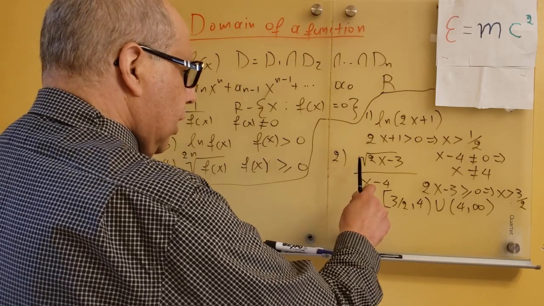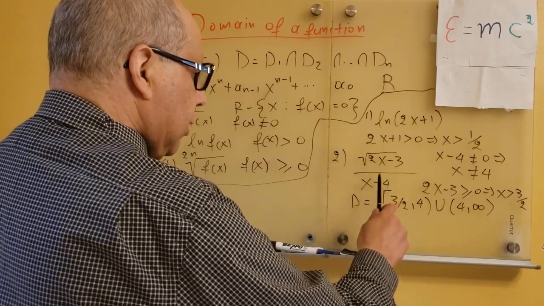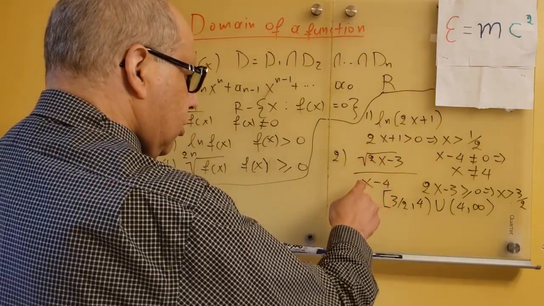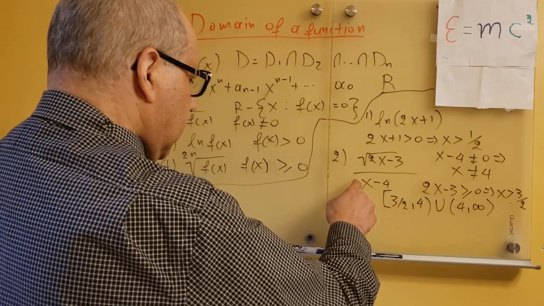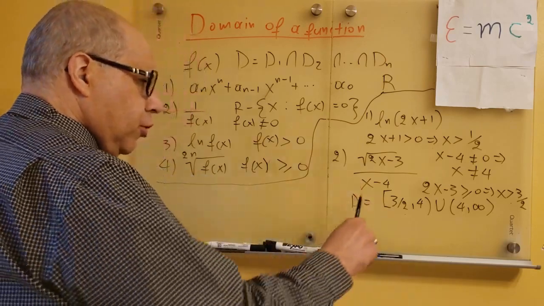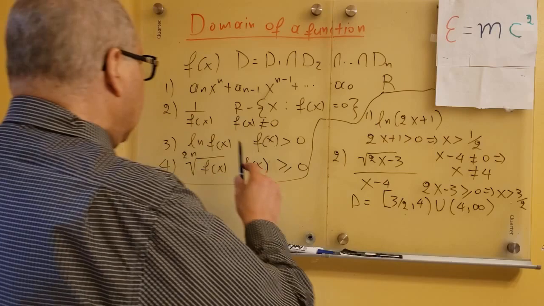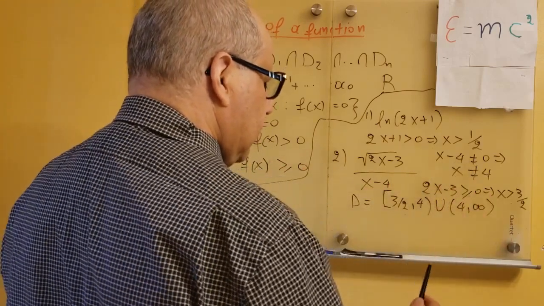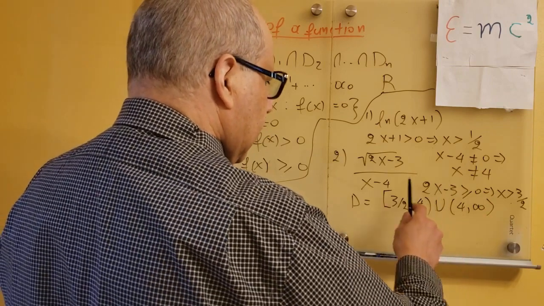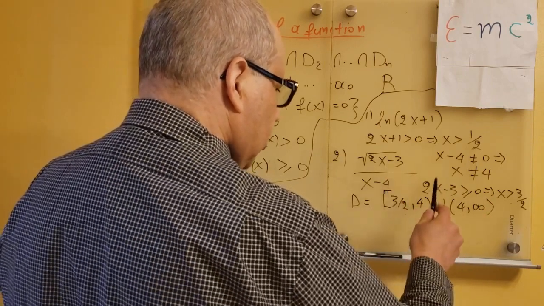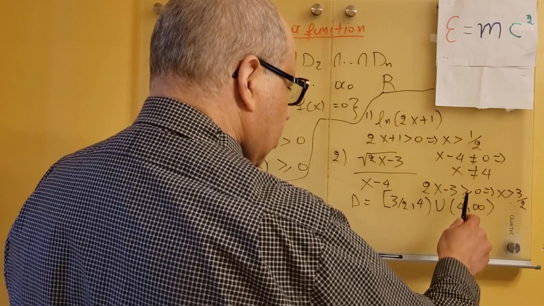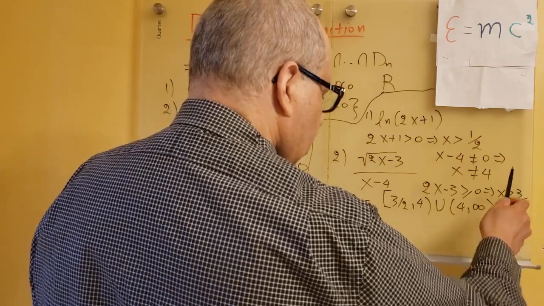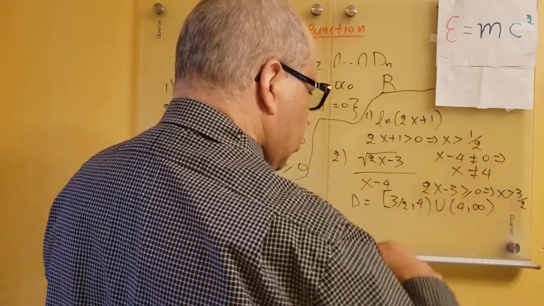Number 2, let's say we have the square root of (2x - 3) over (x - 4). So here you have two functions: the even root function and the rational function. First of all, you have to make sure that your denominator, according to this, is different than 0. So that means x has to be different than 4. And whatever you have under the square root, because it's an even root, has to be greater than or equal to 0. So that means x has to be greater than or equal to 3/2.